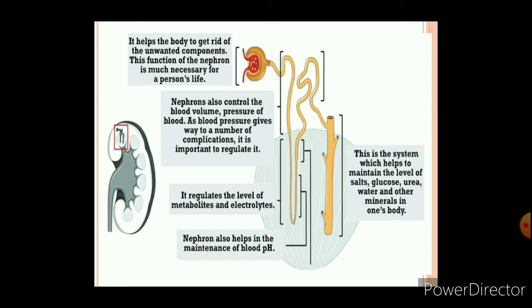Okay. Then the next part is the loop of Henle. First is the loop of Henle, descending limb. The descending limb regulates the level of metabolites and electrolytes, and in the ascending limb, the nephron also helps in the maintenance of blood pH. The last part of the nephron is the collecting duct. This is the system which helps to maintain the level of salt, glucose, urea, water and other minerals in one's body. So this is your nephron and function of your nephron.